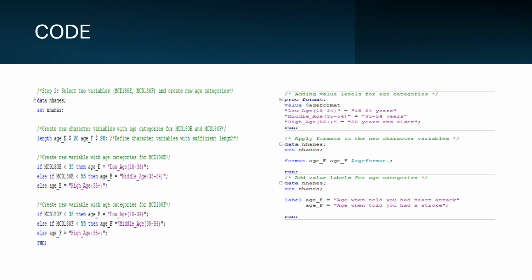Here I selected two variables from the dataset, which are MCD180E and MCD180F, which represent the age at heart attack diagnosis and age at stroke diagnosis respectively. I created new age categories for these variables, dividing ages into three groups: 18 to 34, 35 to 54, and 55 and older. This categorization helps me to analyze the data more effectively based on different age groups.